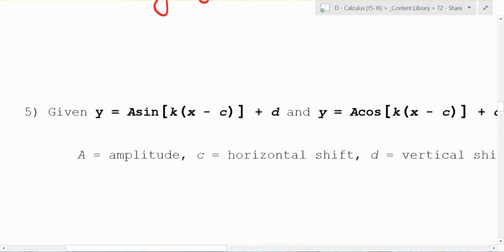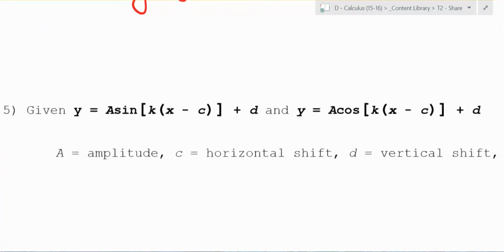This right here is the general form for graphing these trig functions. Y equals a sine kx minus c plus d, and y equals a cosine kx minus c plus d. It looks nasty, but if the trig function is written in this form, you can graph it relatively easily if you do it carefully. But it has to be in this form.